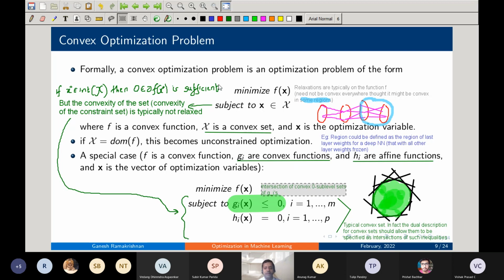It's also possible that M could be zero, P could also be zero. Either or both of M and P could be zero. That means you're dealing with no inequality, no constraints at all. Special cases. And if you look at h_i(x), again you're talking about an intersection of affine sets.